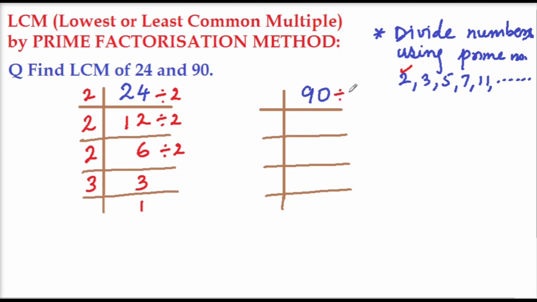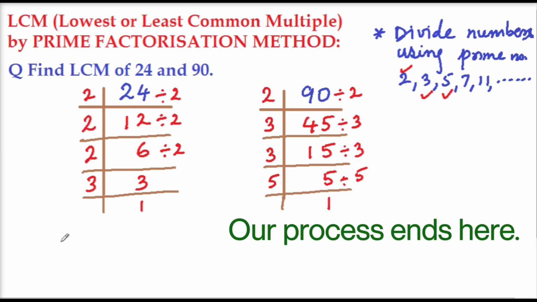We do the same process with 90. 90 divided by the prime number 2, the quotient will be 45. Then we divide 45 by 3. 3 can divide 45 and the quotient will be 15. Then again we divide 15 by a prime number. I am using 3. So the quotient will be 5. Then again 5 divided by the prime number 5 itself. The quotient will be 1 and our process ends here.